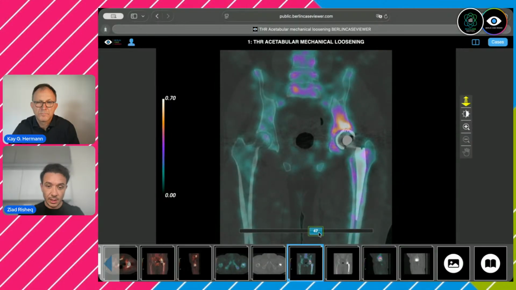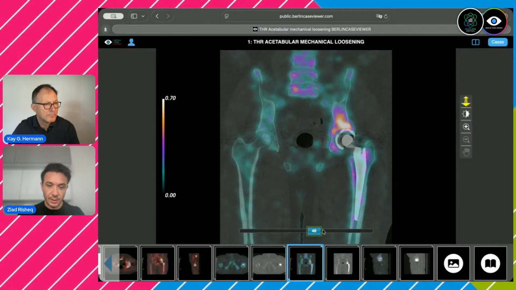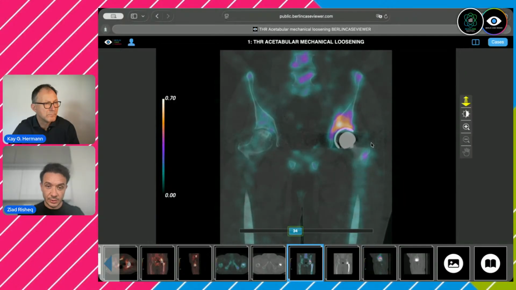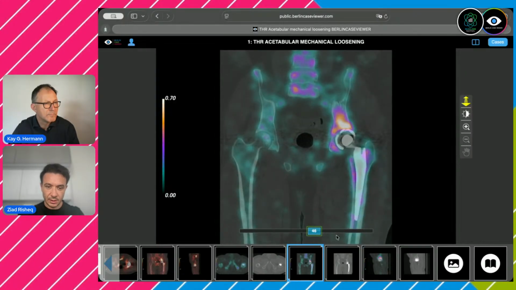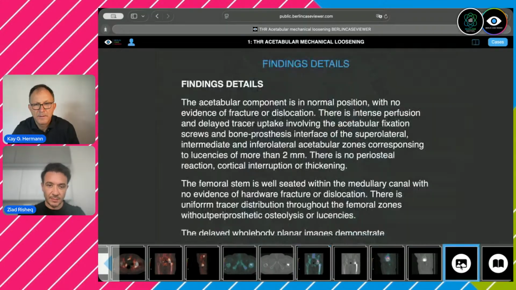So in this case, what we're looking at is this lucency over here on the CT part, and it is corresponding to intense uptake. And we have a cystic lucency around the acetabular screw. You can see, let me just fix this. Okay, so we have this intense uptake around the acetabular fixation screw, and it has some kind of cystic lucency around it. So this is basically consistent with acetabular loosening.